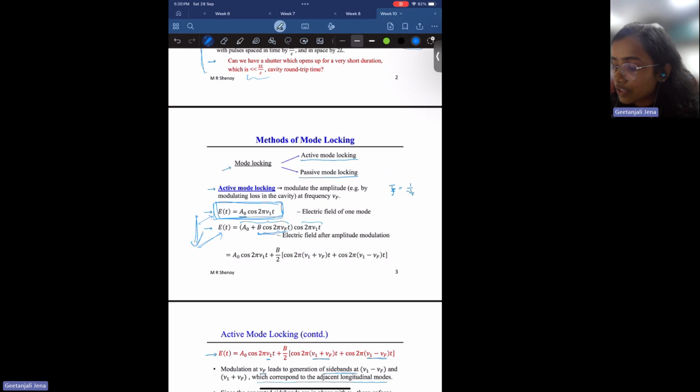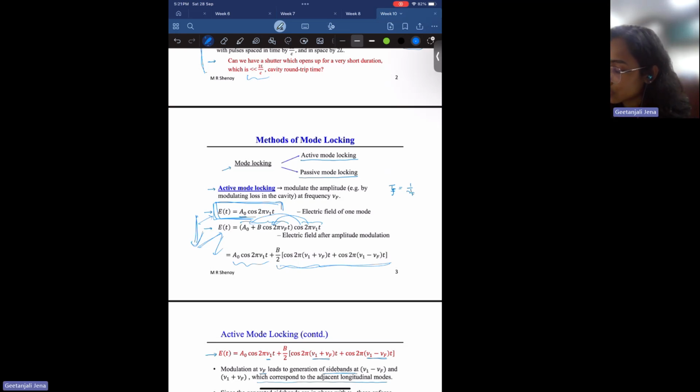So this is the amplitude modulation at frequency nu f. Okay, this second term. So in the next part, what has been done is we just have to multiply and take the sum of each individual term. So we have to multiply this and this with this. So you can get a term A0 cos 2 pi nu 1 t and a term which looks like this.